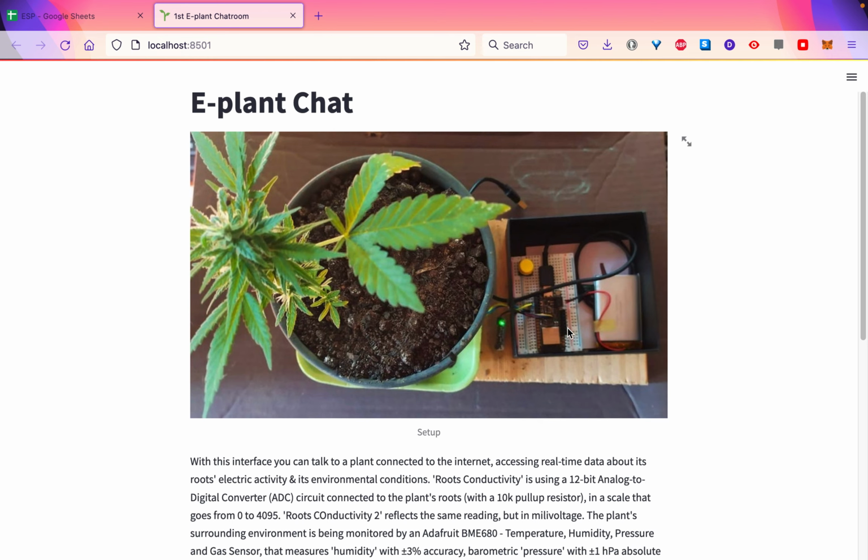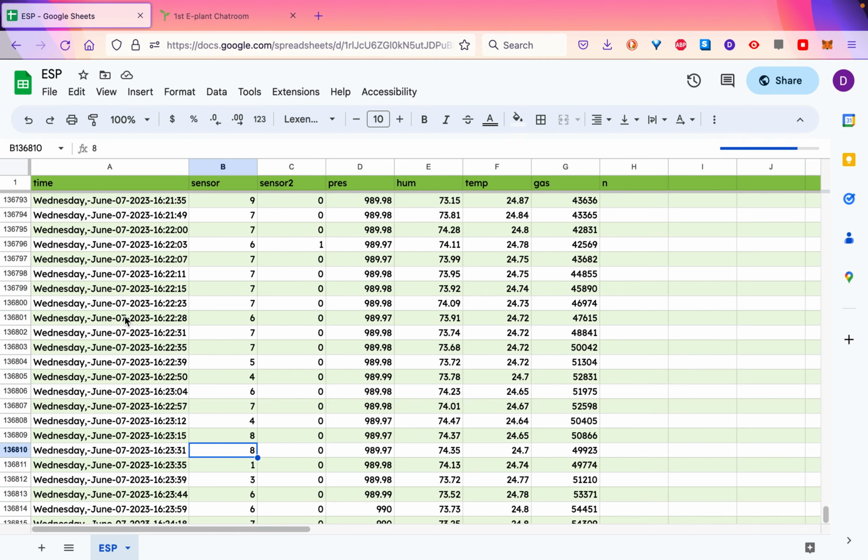So here in the picture you can see that there's this circuit here. It's a microcontroller, an Adafruit ESP32. It has a sensor connected to the roots of the plant. I've done that manually, as well as this breakout board here capturing all sorts of environmental sensor data, and sending all of that to the internet, more specifically to this spreadsheet here, which has quite a lot of entries.